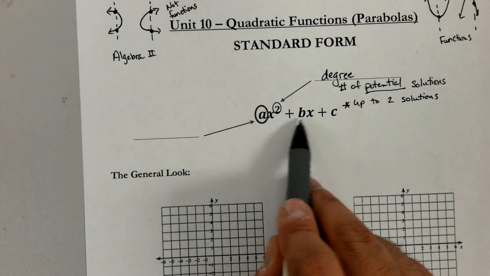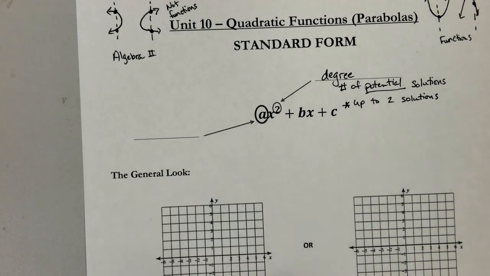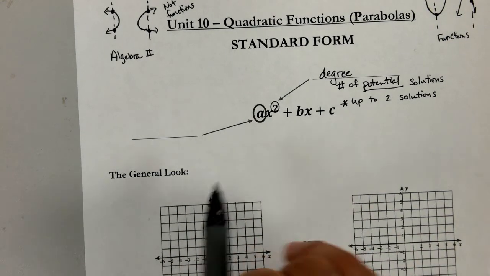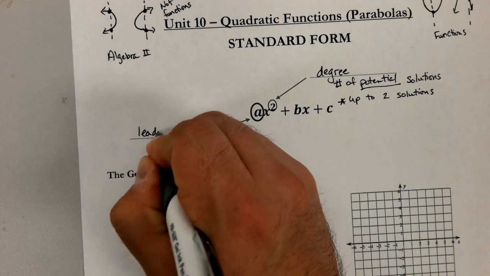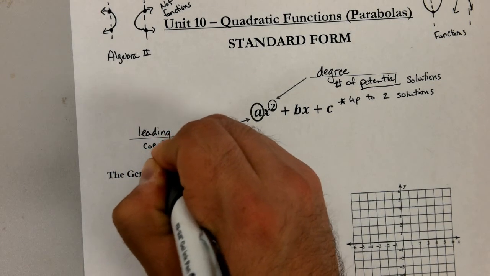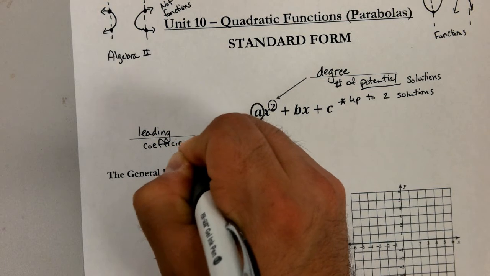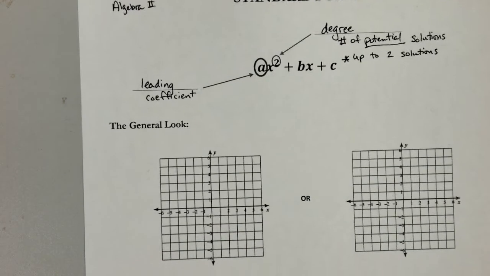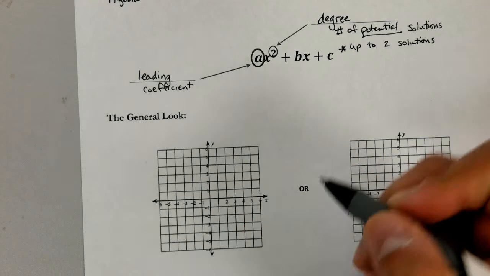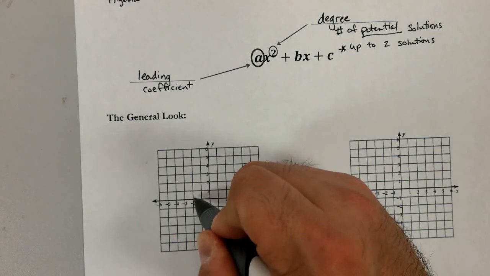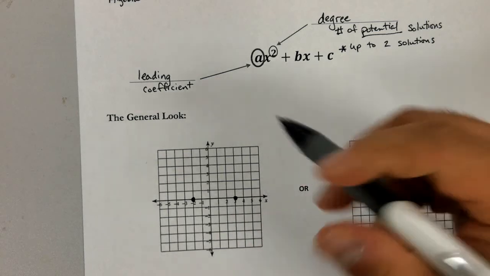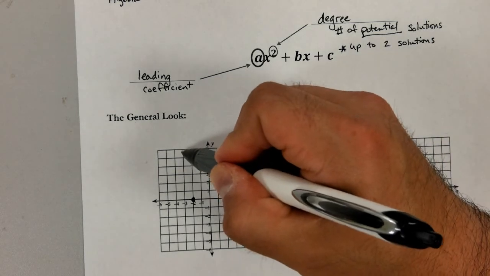So let's move over to this term. I said these letters would be replaced by numbers eventually, but right now I did highlight letter a, the first coefficient. As a matter of fact, we call it the leading coefficient. The leading coefficient is going to tell us, is it going up or is it going down? We'll look at that in a second. Now here's the general look. These parabolas are going to either open up or open down. So I'm going to draw one for you that opens up, and I'm just going to put some points down here to give myself a relatively decent graph.